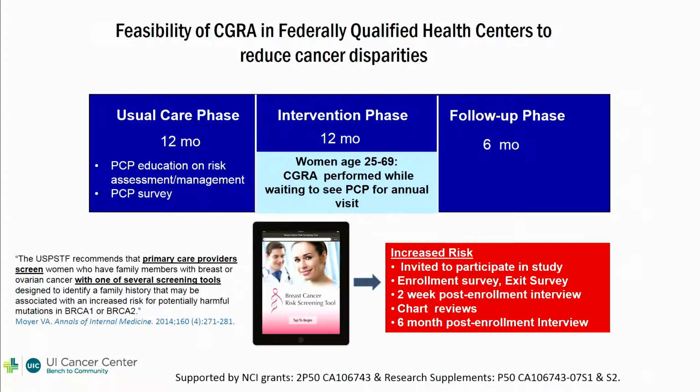A year later, we went back to the docs and we said, we're now going to do the assessment for you for every woman aged 25 to 69 who's presenting for an annual well visit. And so this happened while they're waiting to see the doctor. Patient goes in, the doc's given a printout that gives the results of the risk assessment and gives guideline-based recommendations. Who should be referred for genetic counseling? Who should have MRI screening? And then we did follow-ups to see what happened.